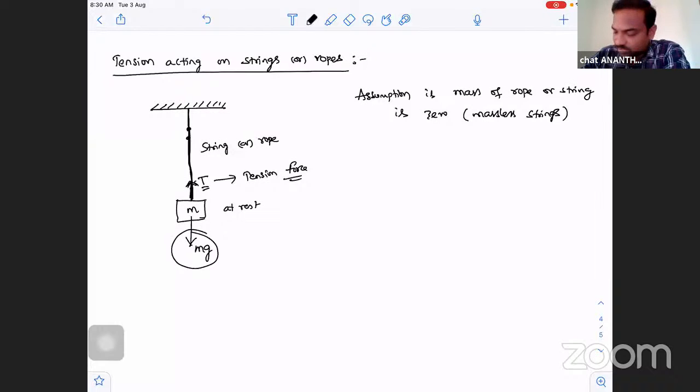So tension will act throughout the string. Why? Because it's something like a molecule. It's something like, you know, suppose some number of people are standing in a line.